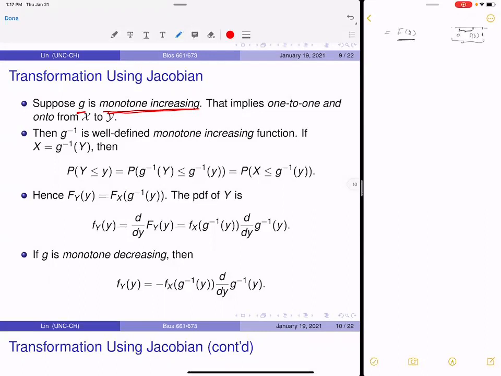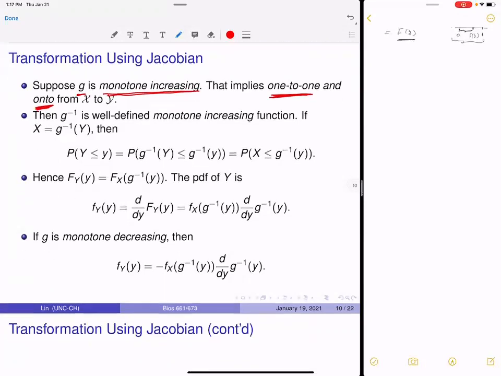If the function is monotone increasing, and it is a one-to-one transformation and onto from X to Y, and if you don't get the onto part, it's fine. It's not necessarily important for you to understand these things, but if you have your math in mind, you may want to recall what onto means. Because it is monotone increasing, one-to-one and onto, the inverse function is well defined, and it is a monotone increasing function as well.